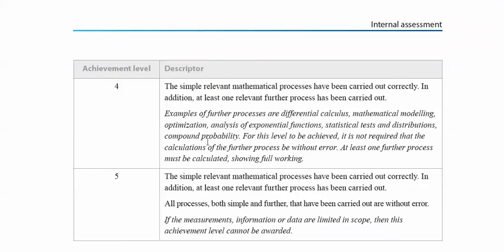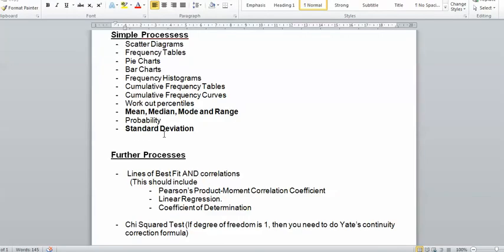So you've got your simple processes, you've got to do at least 2 of them. If you do it correctly and they're relevant, you get 3 marks. You need to do at least 1 further process. Most people end up doing both Pearson's and chi-squared. It's up to you which one you want to do. It does say at least 1. If you want to be on the safe side, probably do both. So do that.